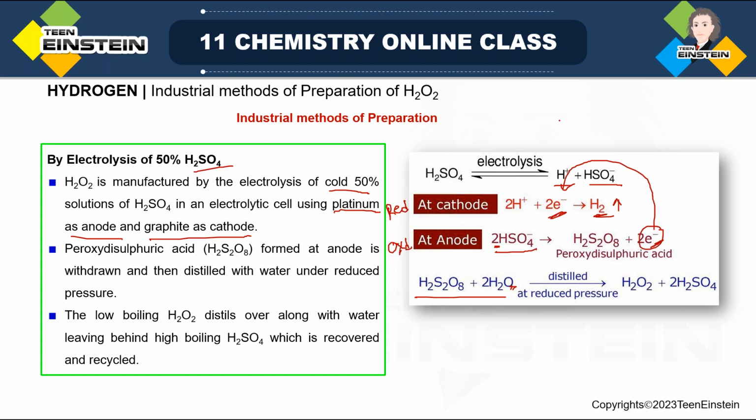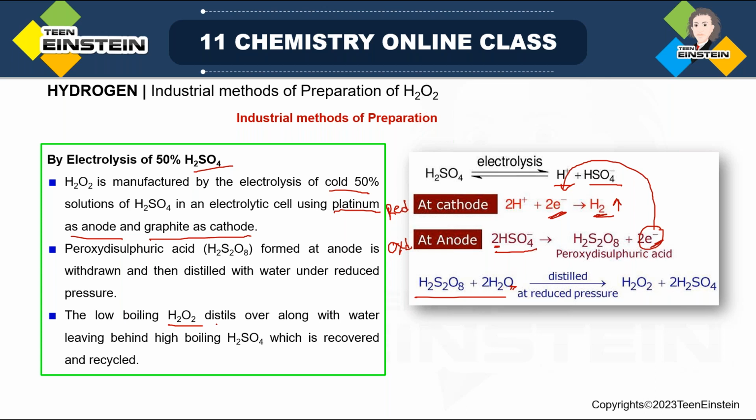Now distillation is the method based on the principle that the liquids we are trying to separate should differ from each other in boiling point. The liquid which has the lower boiling point will come first because it is more volatile. That is why H2O2, compared to H2SO4, has the lower boiling point, so it will distill over along with the water. Water is also present in the medium: H2O2, water is there, H2SO4 is there. So H2O2 distills over along with water. That means this mixture of H2O2 and water will be distilled to the right hand side.